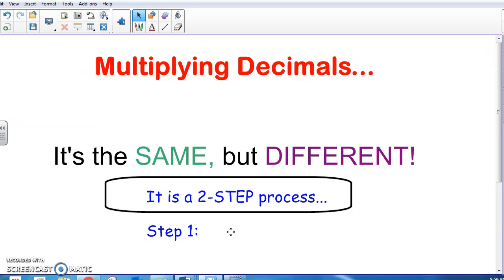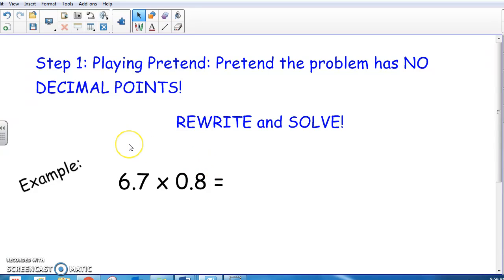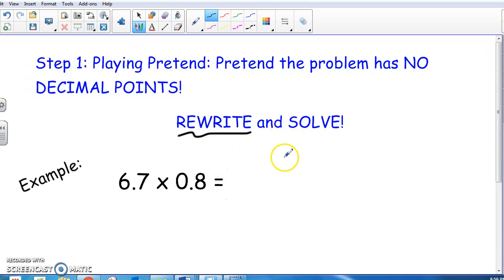So what is step one of multiplying decimals? It is playing pretend. So hopefully at some point in your life you've liked to play pretend. You're going to get to do that today. Let me show you what I mean. Step one in multiplying decimals is playing pretend. What that means is you are going to pretend that the problem has no decimal points. To do that, you're going to rewrite the problem without any decimal points in it, and then solve it as if it's not decimal numbers, it's just whole numbers.